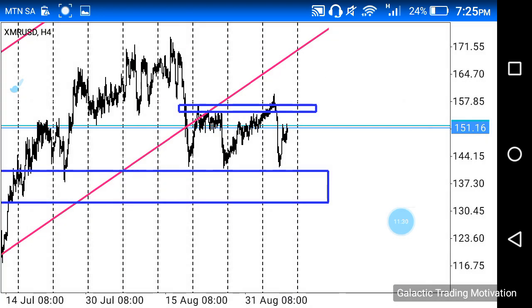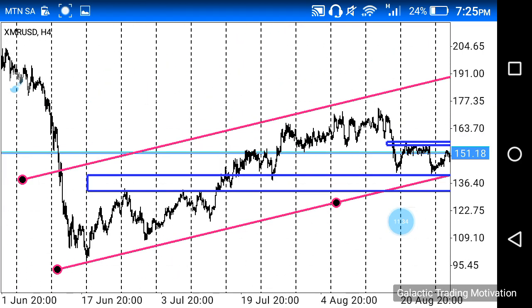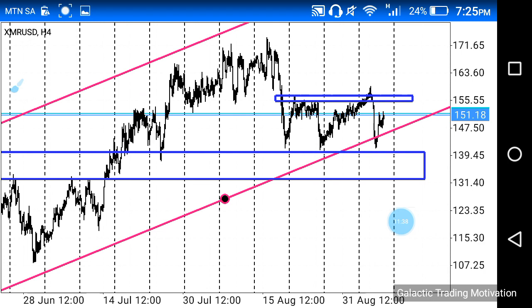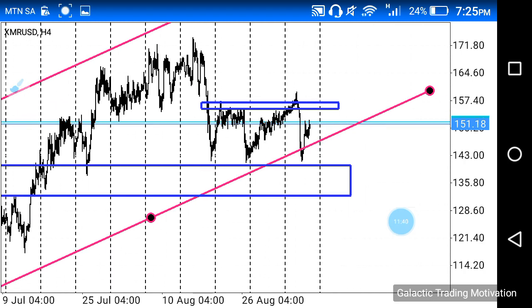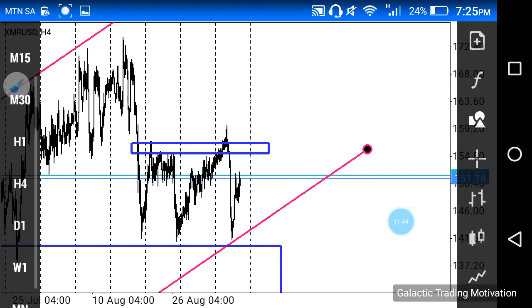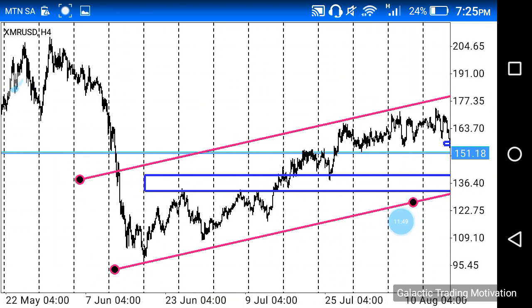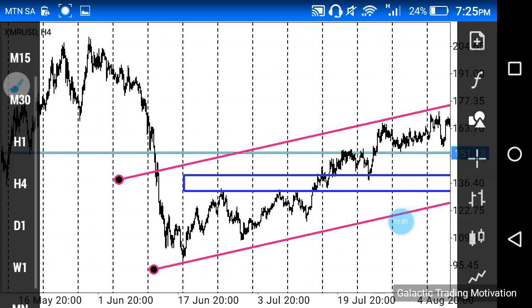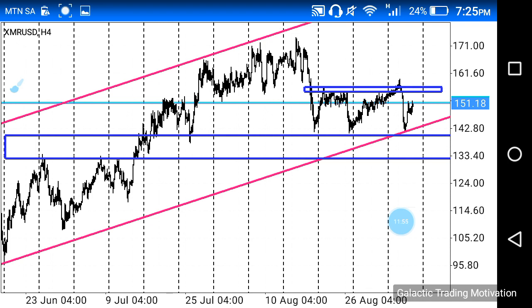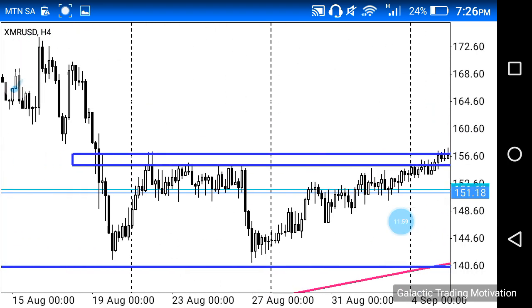On the H4 chart, I'm just going to fix my trend lines, so just bear with me. Let's see. So there goes my trend line, more or less, which is the daily trend line rather. So we're on the H4 chart.